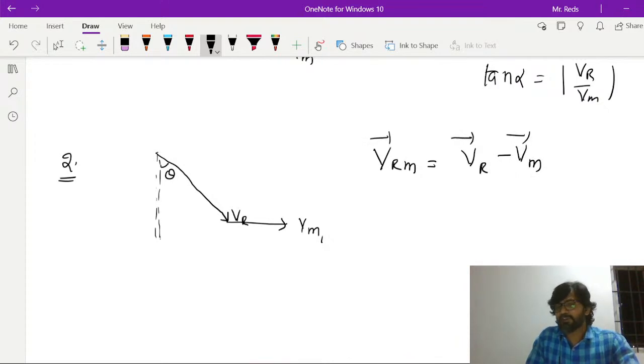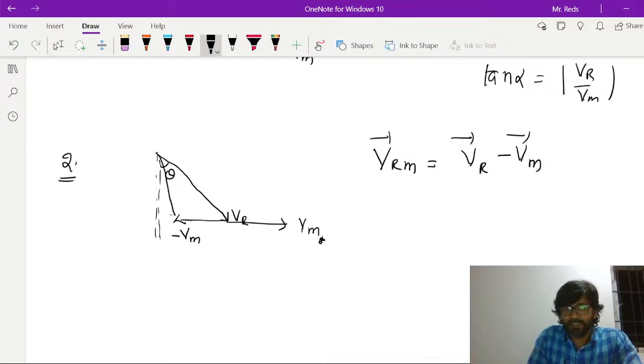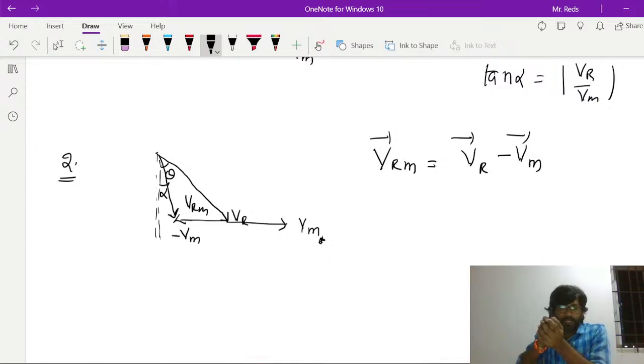Velocity of rain will be the same, but we take the reverse velocity of man, that is minus Vm1, or simply Vm also you can take. Now this is the velocity of rain, this is the velocity of man. The resultant will be in this direction, this will be the velocity of rain with respect to man. So this will be making an angle alpha with respect to vertical. Is it clear? In this case, it is still not vertical. Still we have to hold the umbrella at this angle alpha, which is different from theta.